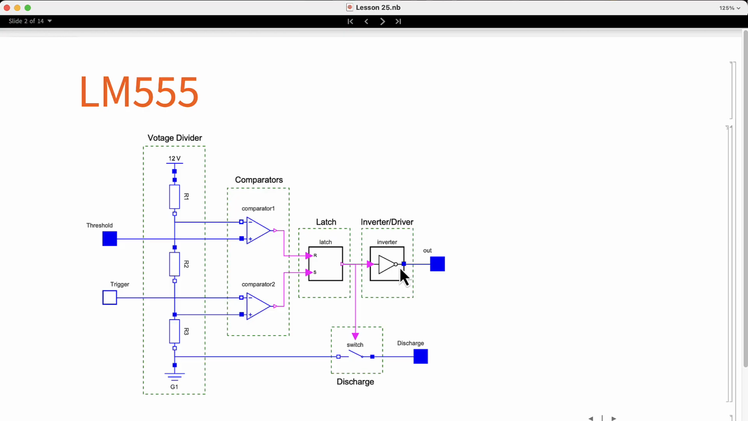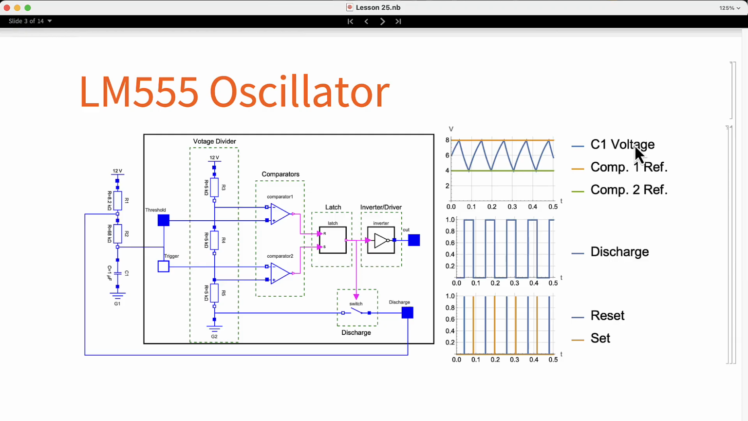Let's see one application of this IC. Creating an oscillator with the 555 requires three external components, two resistors and one capacitor. We can see that the resistors are connected in series and provide energy to the capacitor, just like the RC circuit. The inputs of the 555 comparators measure the voltage of the capacitor.